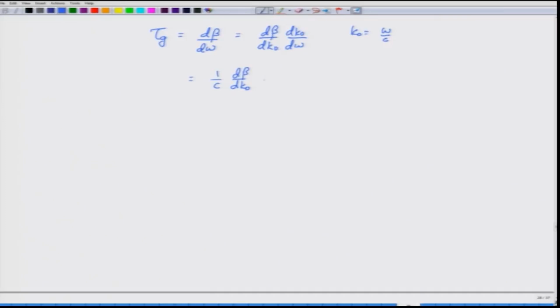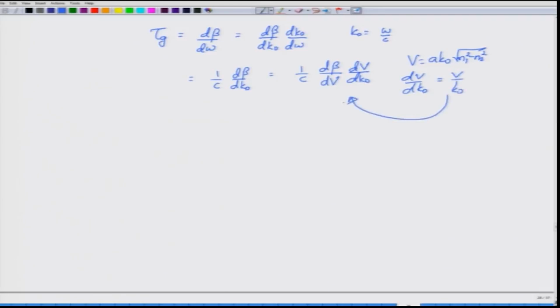Okay. And now what I am going to do is to readjust this equation, because I want to bring in the normalized parameter or the normalized frequency parameter. So, I am going to consider this as d beta by dv times dv by dk naught, and I know that v is given by k0 square root of n1 square minus n2 square, and I can rewrite that one. So, dv by dk naught will actually be equal to v by k naught.